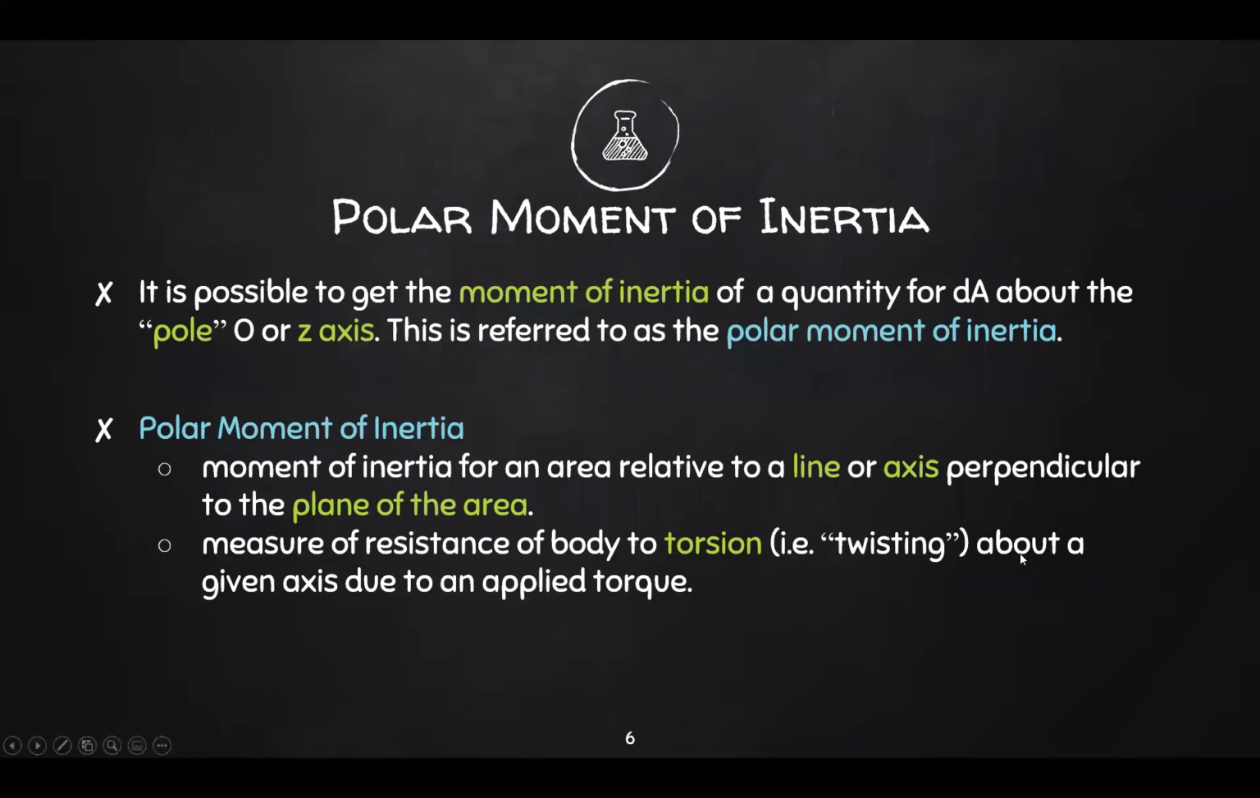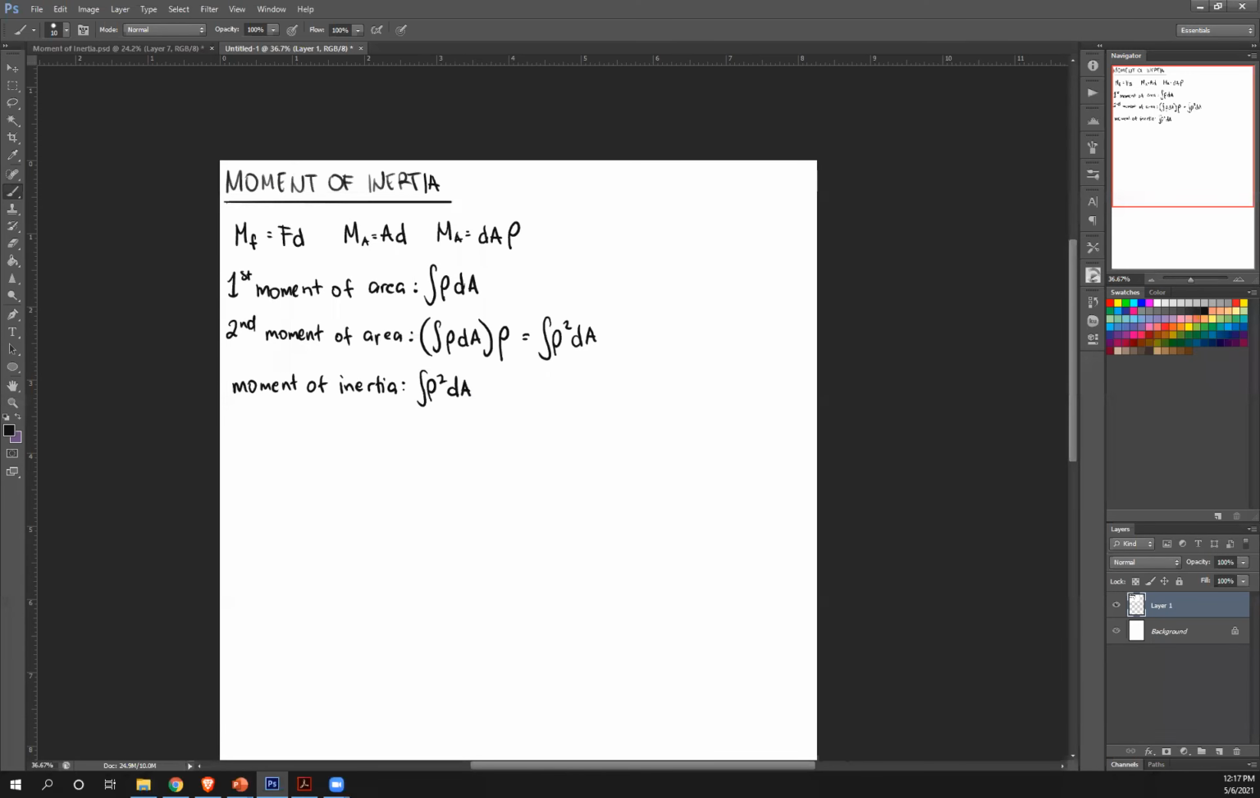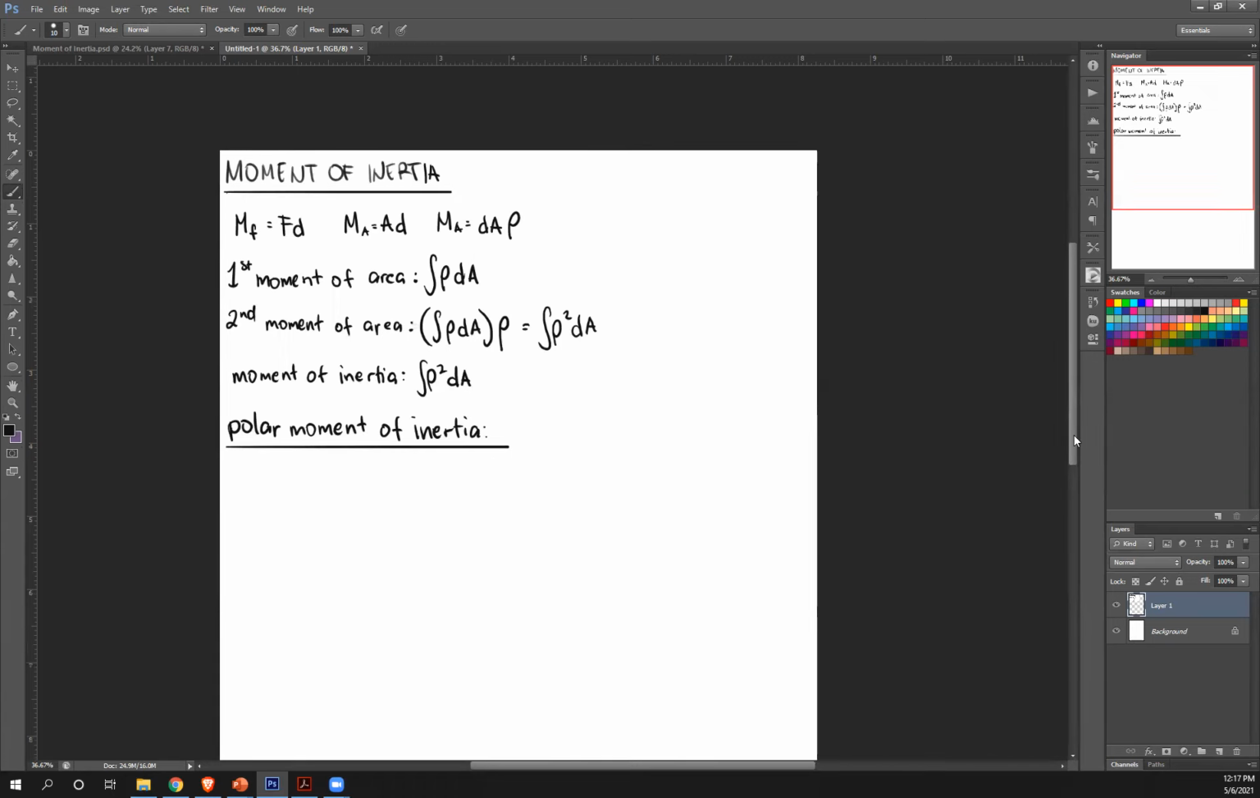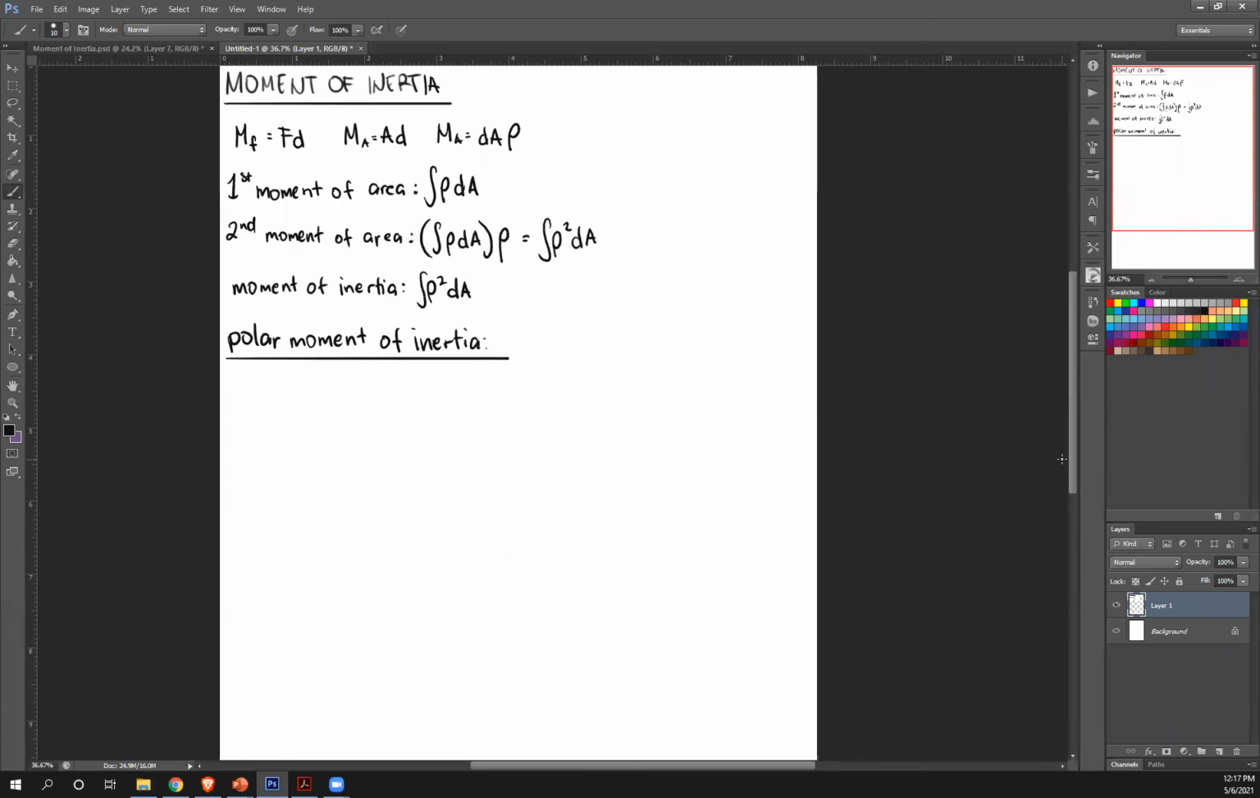And once again, let's discuss what is polar moment of inertia. So to better understand, let me give you a drawing. So polar moment of inertia. So by definition, it is moment of inertia about a line that is perpendicular to your plane of area. So let's now draw this in 3D because we're talking about 3D here. Okay, so this is your y-axis. Let's call this your x-axis, and then let's call this your z-axis.